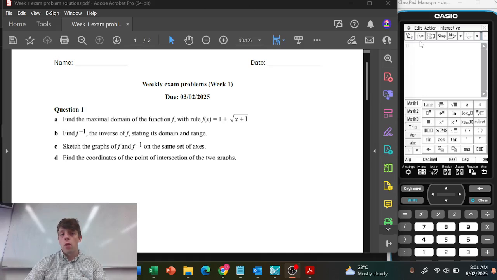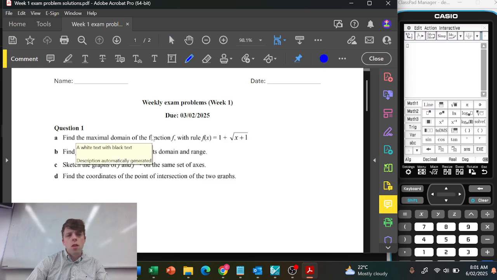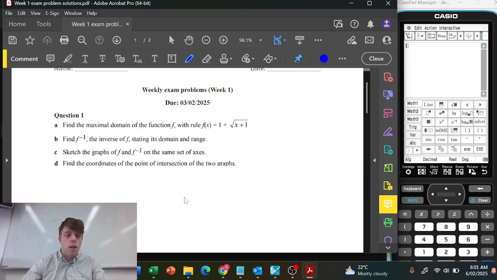Today we are here talking about the exam style questions for week 1. So I'm just going to step you through how to answer these problems. So let's start out with the first one here. So the question is requiring us first up to find the maximal domain of a particular function.